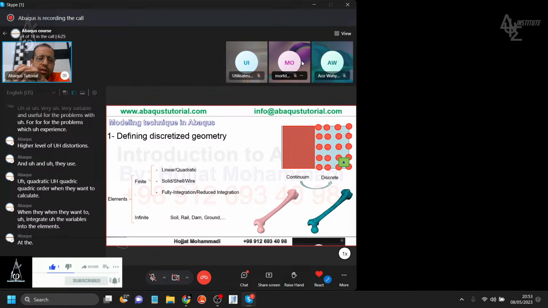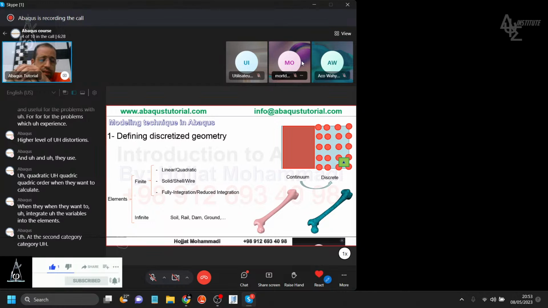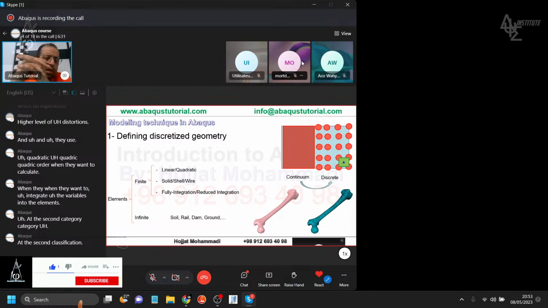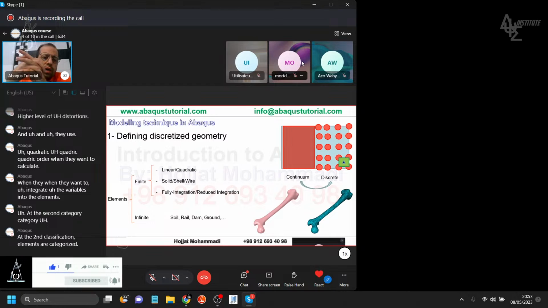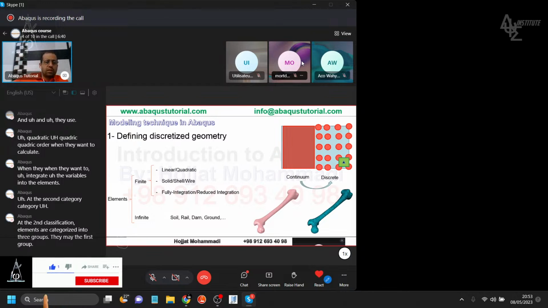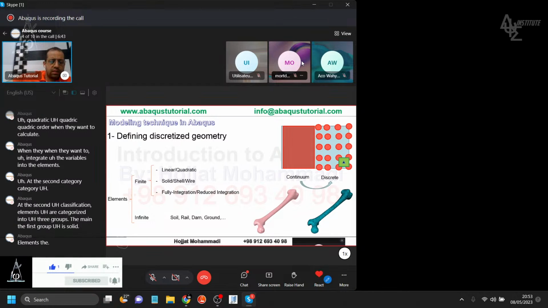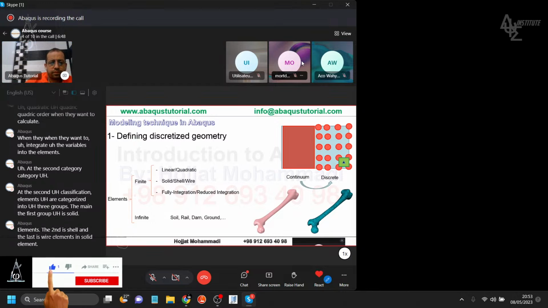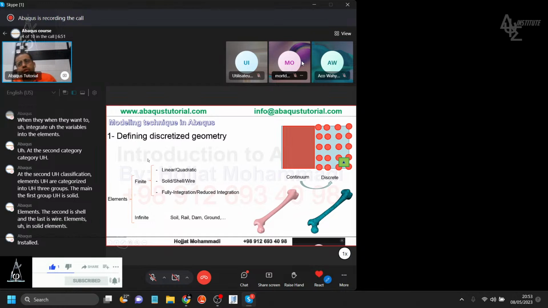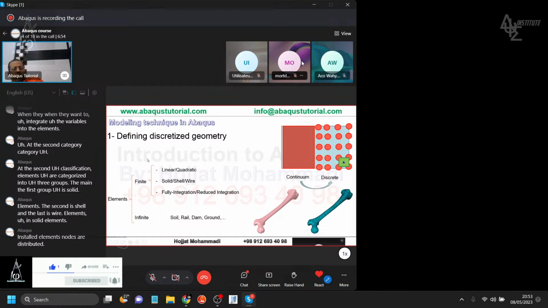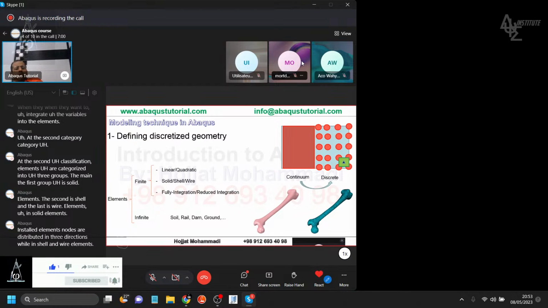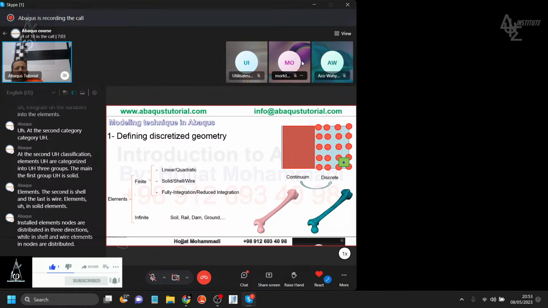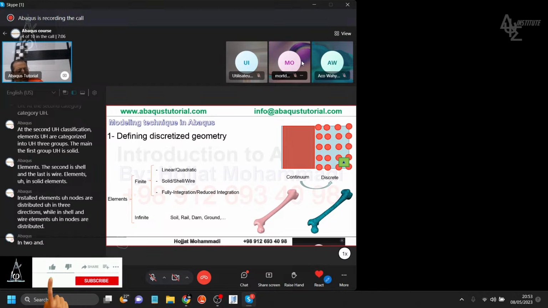In the second classification, elements are categorized into three groups. The first group is solid elements, the second is shell, and the last is wire elements. In solid elements, nodes are distributed in three directions, while in shell and wire elements, nodes are distributed in 2 and 1 directions respectively.